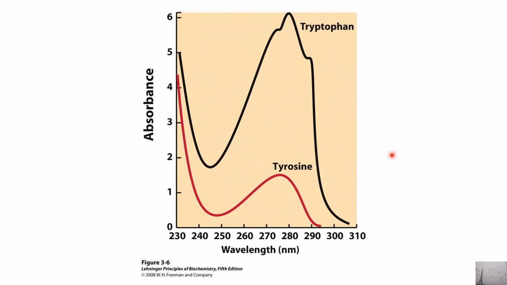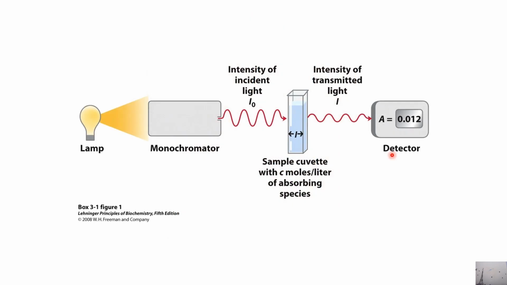Now, if you can see over here, there are the absorbance curves of tyrosine and tryptophan. You can see at which point they absorb the most. We also talked about Beer-Lambert's law in one of the previous classes. Basically, there will be a beam of light incident. Light will be labeled as I naught, and there will be a sample cuvette holding the sample with a particular path length, and the intensity of the light will be measured by a detector. That is the basic principle of Beer-Lambert's law.